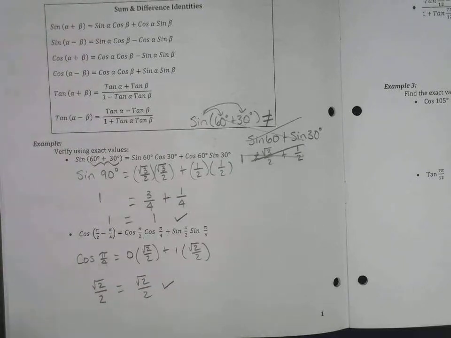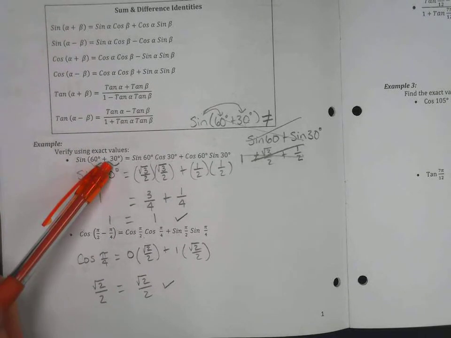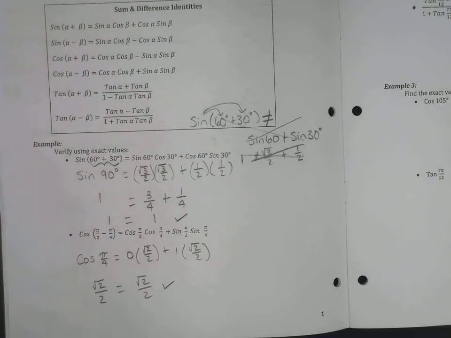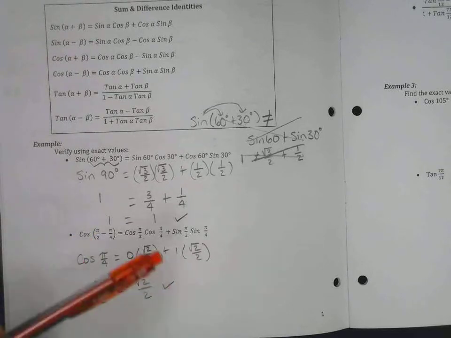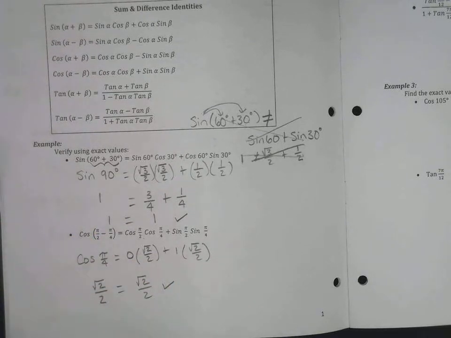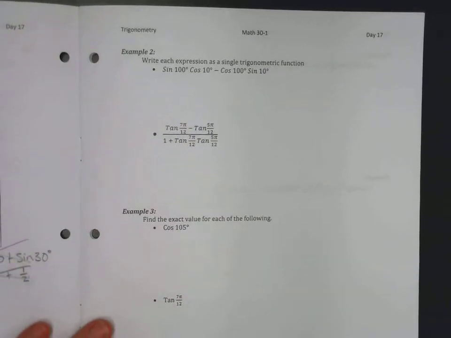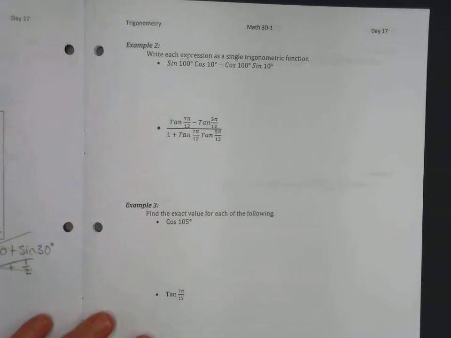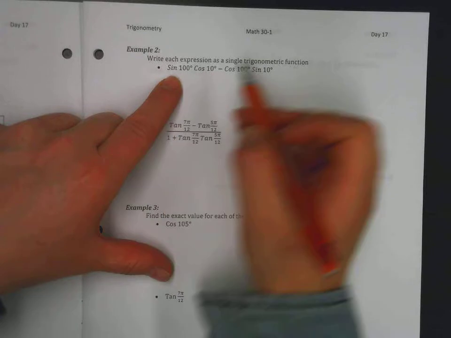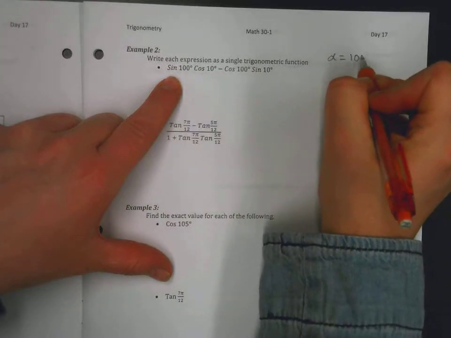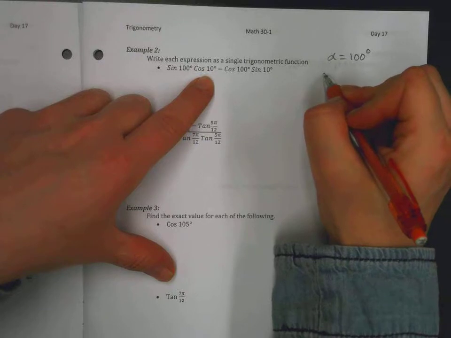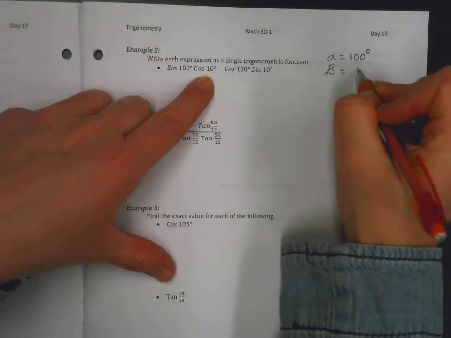Okay? All right, so why do we use sum and difference identities? It's to help find values of angles that aren't directly related to the 30, 45, and 60 degree angles. We can separate or add angles to get these exact values. So for example, it says write each expression as a single trigonometric function. Well, 100 would represent our alpha angle in our identity, and 10 would represent our beta angle in our identity.